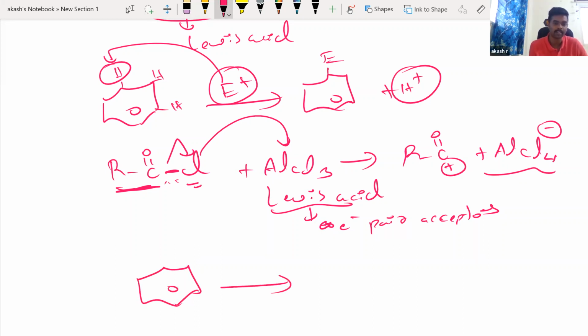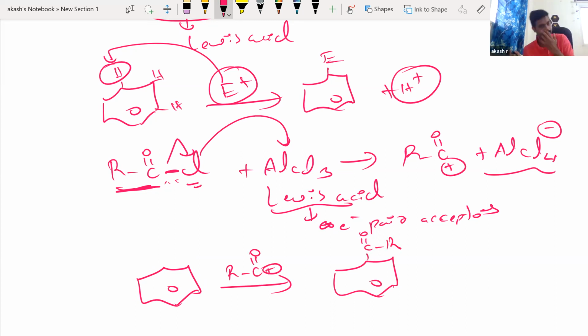Okay, so now we have the benzene ring. Now you have the electrophile coming, RCO plus, and that is going to attack here, replace the H plus, to form C double bond O with one R. That's your ketone.